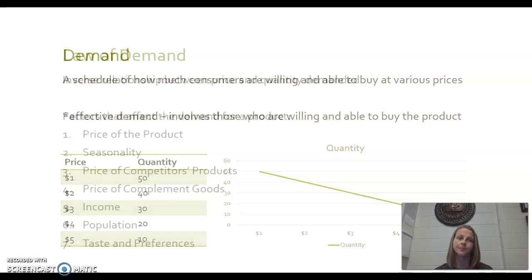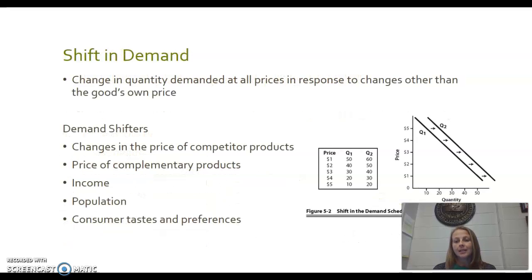or the quantity of demand that I think will be most efficient for my business. But there's another idea, and that is a shift in demand, which is a change in quantity demanded at all prices in response to changes other than the goods' own price. What this means is, if you will look at the chart here, whenever we looked at the previous slide, we realized that at $4, people were going to buy 20 items. If that demand shifts so that at $4 people are willing to buy 30 items, the entire demand curve or the line shifts. So we're not moving along the curve; the curve itself moves.